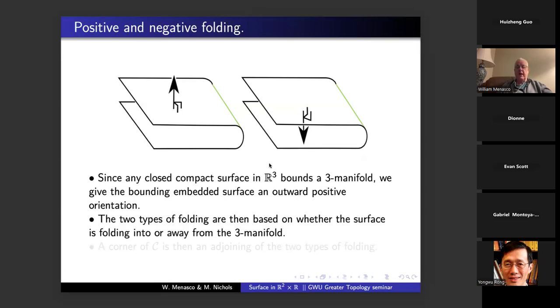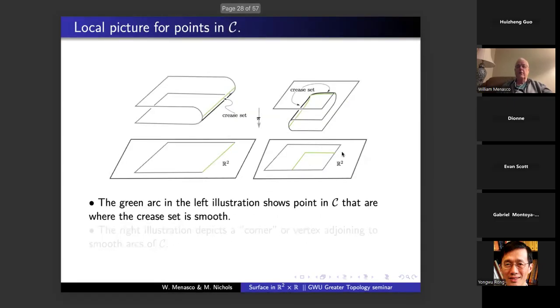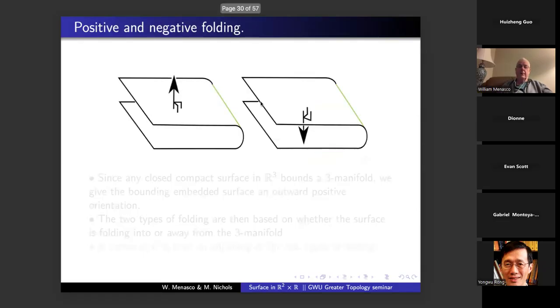And so there are these two types of foldings that create the local picture of the crease set. A corner is going to be adjacent to both. So if you go back here and look at a corner, if over here is where the three manifold is, then over here is away from the three manifold that it is the boundary of. All right, and so it's where two of these are coming together at a corner.